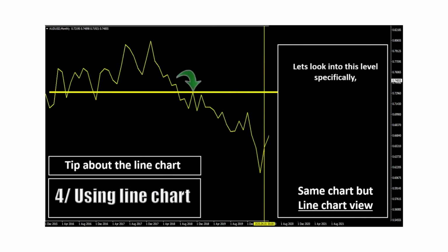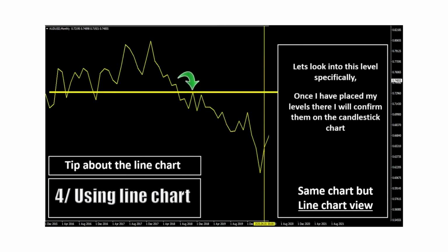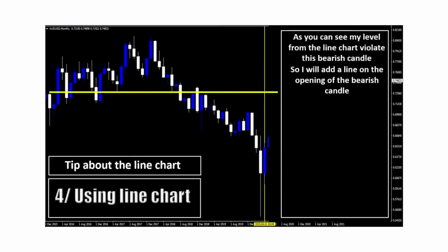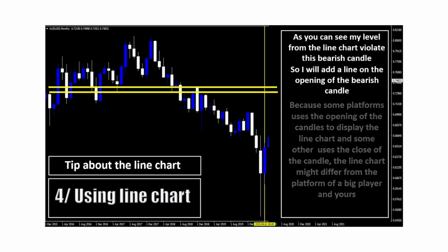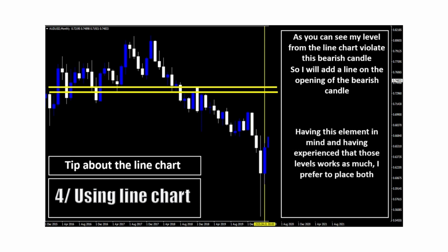Let's look into this level specifically. Once I have placed my level there from the line chart, I will confirm it on the candlestick chart. As you can see, my level from the line chart violates this bearish candle. So I will add a line on the opening of the bearish candle right here. Because some platforms use the opening of the candle to display the line chart and some others use the close of the candle. The line chart might differ between the platform of a big player and yours. Having this element in mind and having experienced that those levels work as much, I prefer to place both.